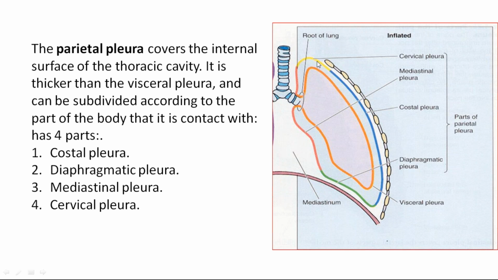Here we can see the parietal pleura covering the internal surface of the thoracic cavity, and it is divided into four parts. That is, mediastinal pleura covering the lateral surface of the mediastinum, diaphragmatic pleura covering the superior surface of the diaphragm, costal pleura covering the inner surface of the costal cartilage and ribs, and cervical pleura, which is present 2.5 centimeters above the clavicle.